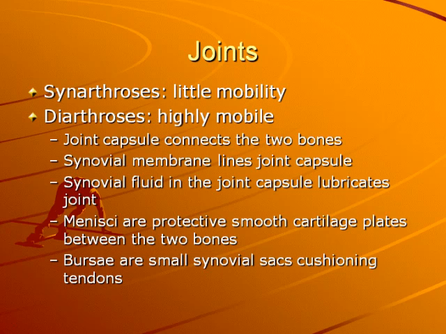In the knee especially, you have menisci, which are protective, smooth cartilage plates between the two bones. And then bursa, or small synovial sacs that cushion the tendons, and they're there to specifically prevent friction. And there's a good picture of the knee that shows the bursa on page 978 in your book, if you want to look at that.